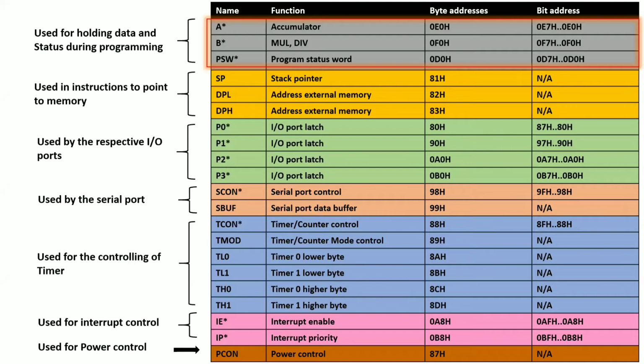We can call it a program status word or a processor status word. What it will indicate is, after the arithmetic operation, you will get the result, right? So that result status will be indicated by your program status word or processor status word.